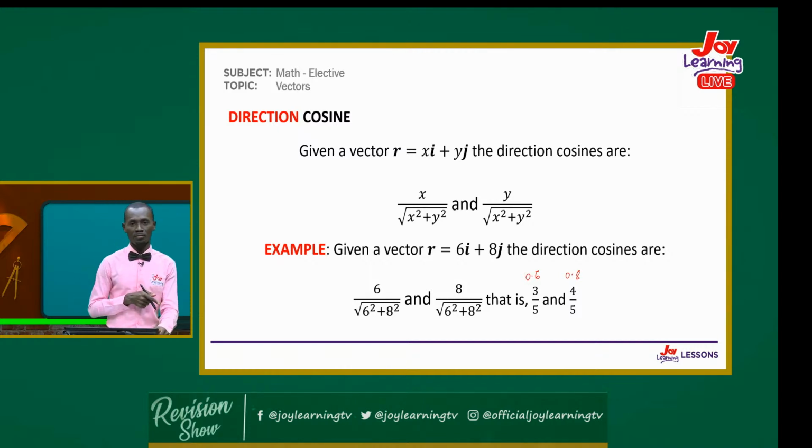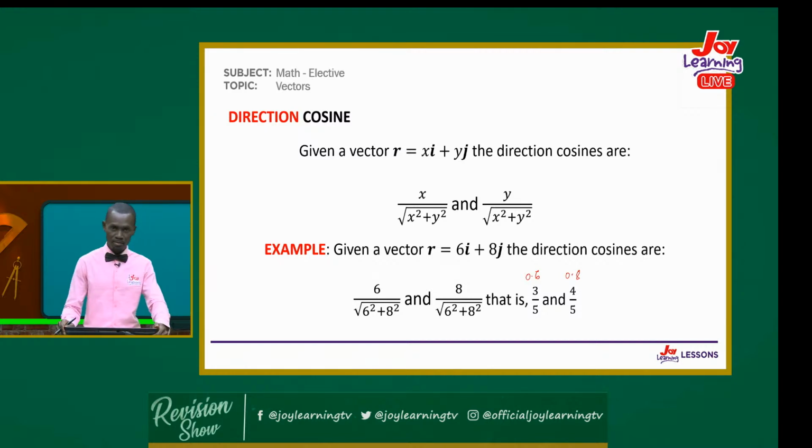So we can find the angle between x and y if we wanted to by simply finding the arc cos of those angles, 0.6 and 0.8. It means that the cosine of a certain angle gave us 0.6. So the arc cos or the cos inverse of 0.6 will give us the angle. Same with 0.8. So these are the direction cosines. Quite simple, not so. Just find the magnitude of the vector, and then x divided by the magnitude, y divided by the magnitude.